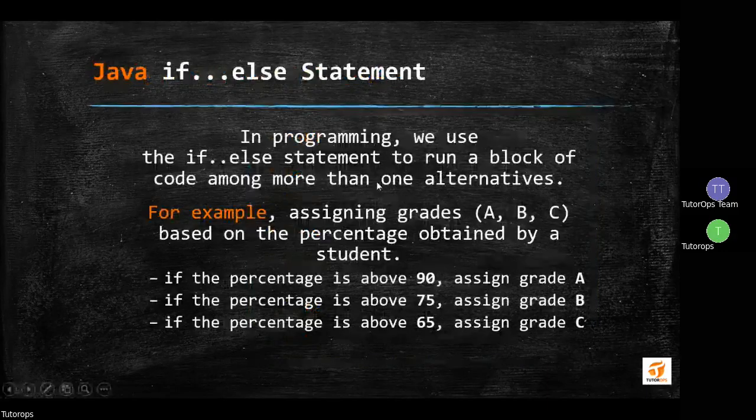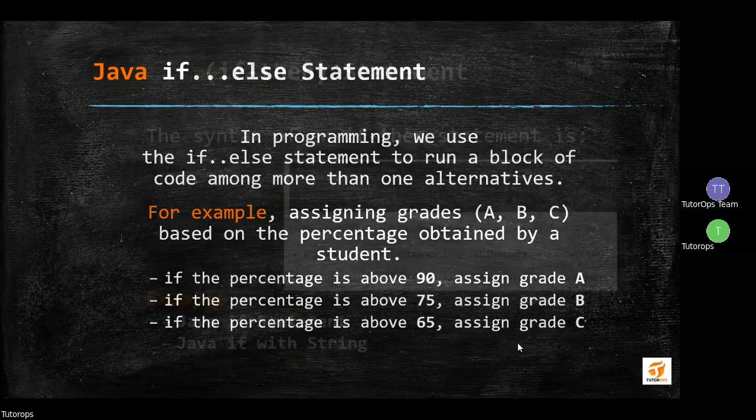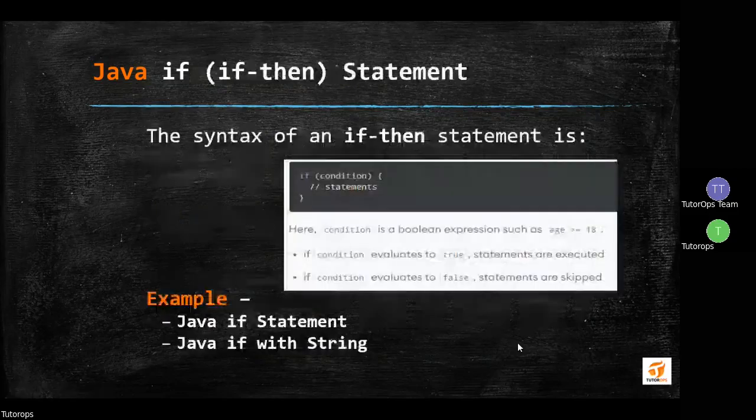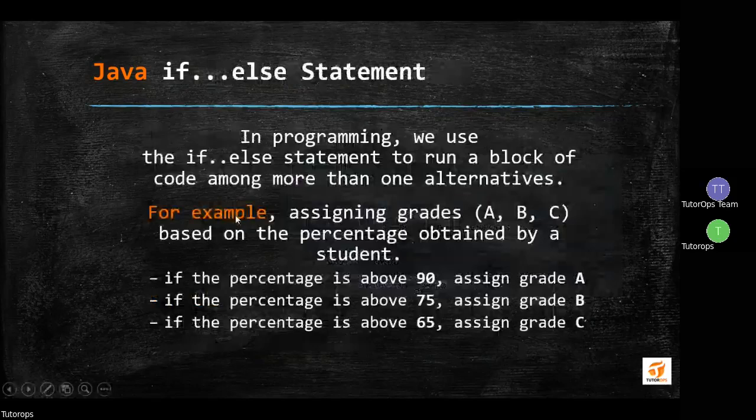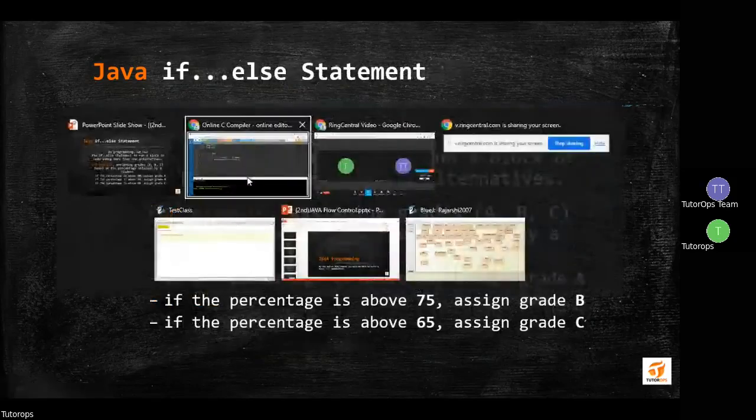In a program, we use the if-else statement to run a block of code among more than one alternative. For example, assign a grade A, B, or C based on the percentage obtained by a student. If the percentage obtained is 90, then A; if 70, then B; else C. I am giving this example in practical, then it will be easier.